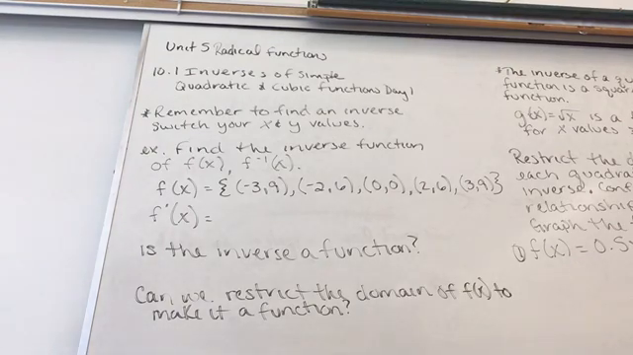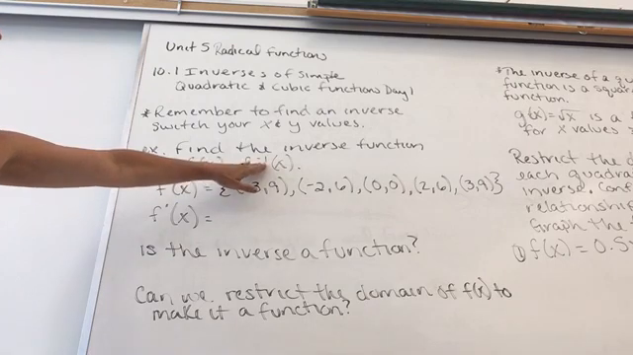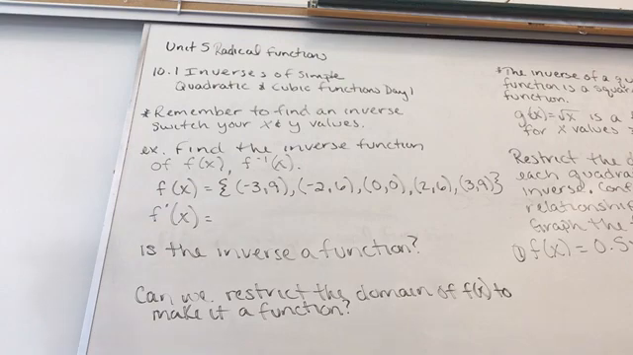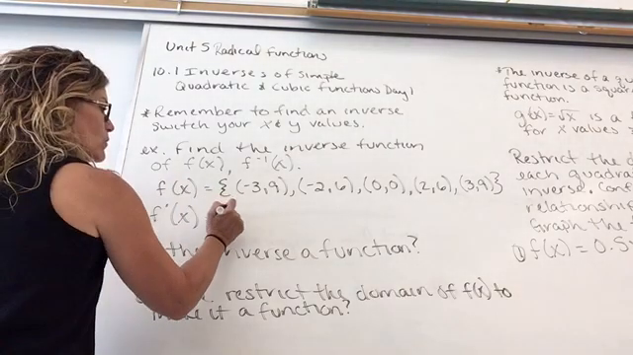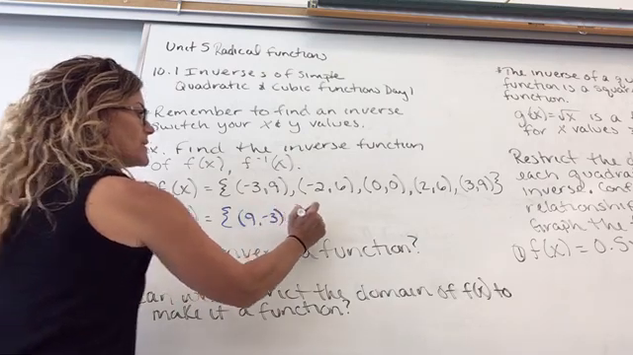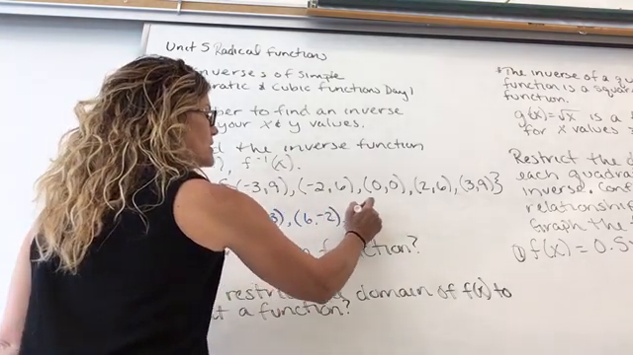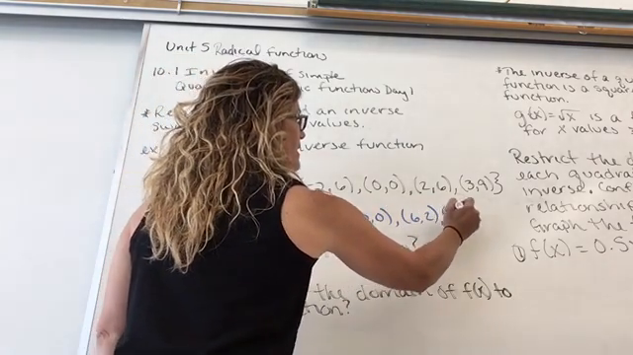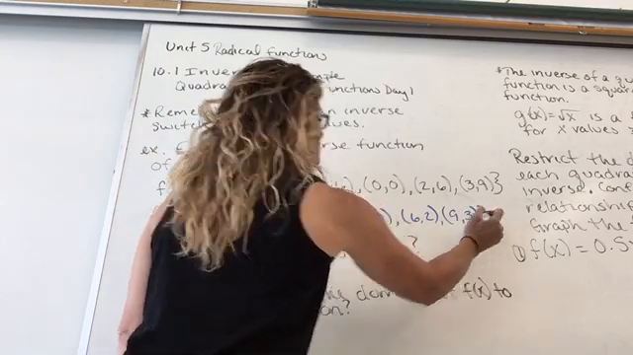So we're going to do a little recap to find the inverse function of f of x. Remember, our notation is f to the -1 of x. If this is our function f of x, and those are all our values, we want to find the inverse. To do that, we take our x and y values and flop them. So that would give me 9, -3, 6, -2, 0, 0, 6, 2, and then 9, 3.